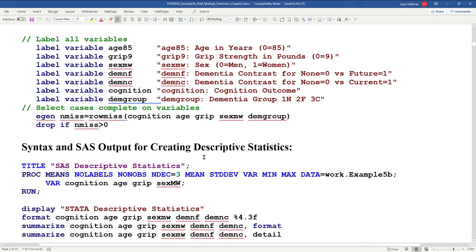We then label all of the variables, and the same process of selecting cases that are complete with respect to all the variables we will eventually need is done with an egen. So I think of egen as a fancier version of gen. And I'm creating a new variable that holds the number missing. So rowmiss is the function that counts up the number of missing. And then I'm instructing Stata to drop those cases that have nmiss greater than 0, or any missing data.